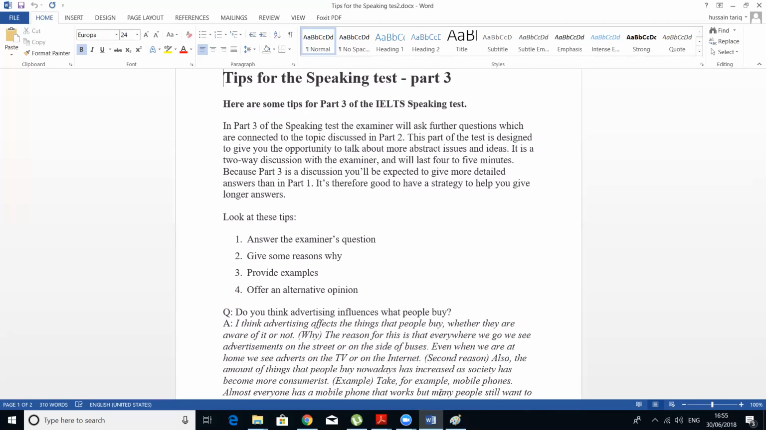Now, because part 3 is a discussion, you will be expected to give more detailed answers than in part 1. It's therefore important to have a strategy to help you give longer answers. So we'll look at some of the tips here. Number 1, answer the examiner's question. Number 2, give the reasons why, provide examples, and offer an alternative opinion.